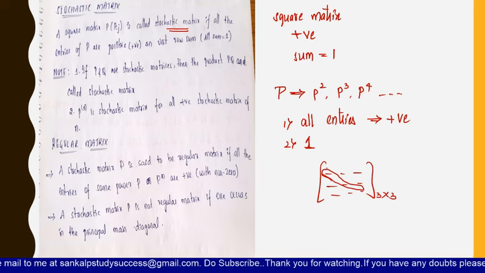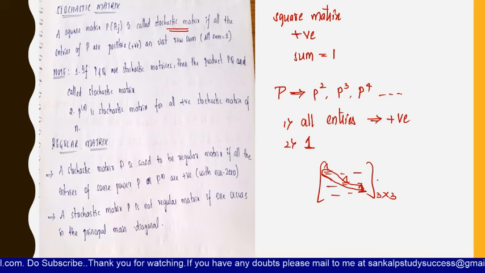That means you should not have 1 here, or you should not have 1 here, or you should not have 1 in this case. So if there is a 1, then it is known as an irregular matrix, and also if you have all the positive entries in the entire matrix, then your matrix is known as a regular matrix.